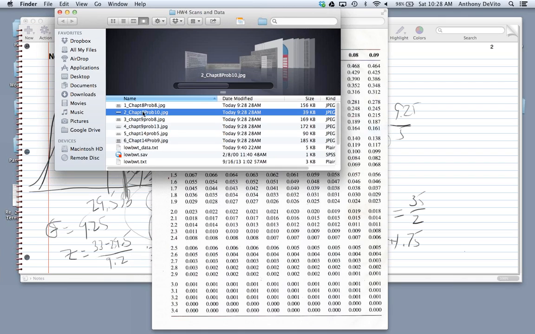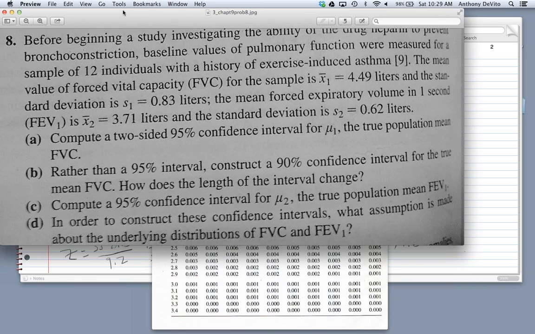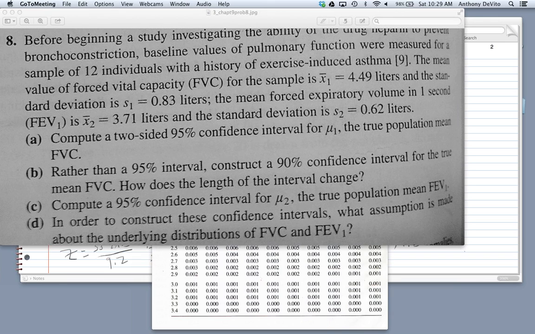Okay, so let's take a look at the next one, Chapter 9. Before beginning a study, I got to move something out of the way here so I can see it. Before beginning a study investigating a drug to prevent bronchoconstriction, baseline values of pulmonary function were measured for a sample of 12 individuals, talking about a small sample, with a history of exercise-induced asthma.